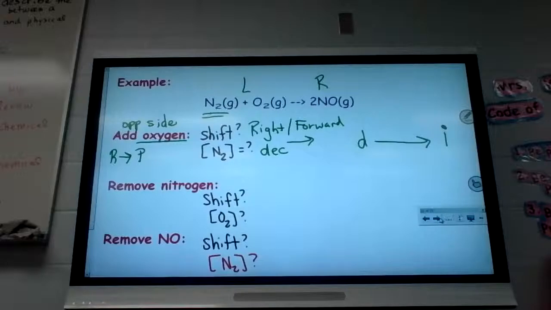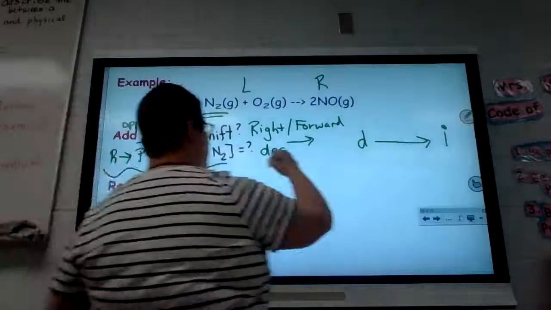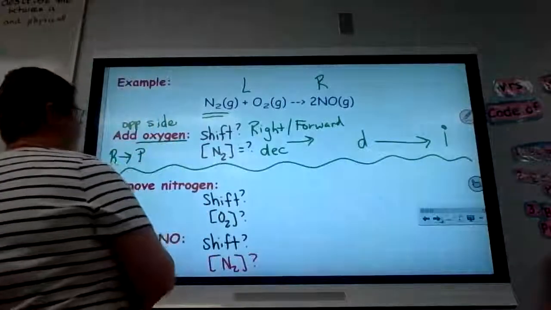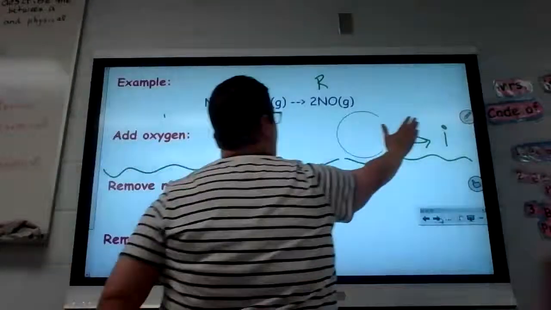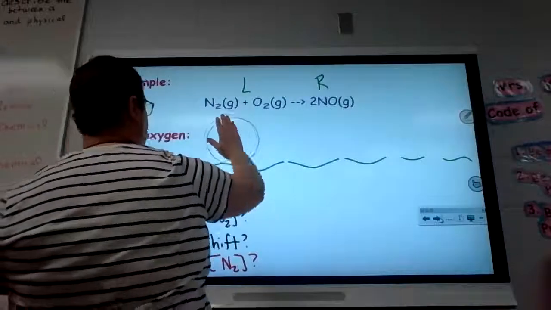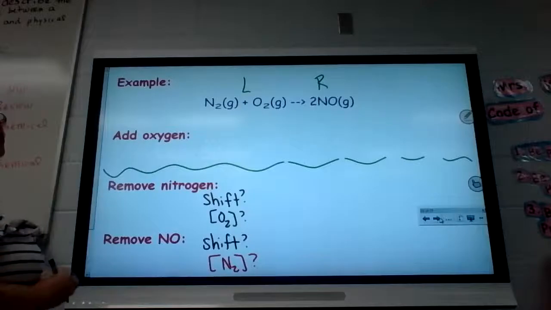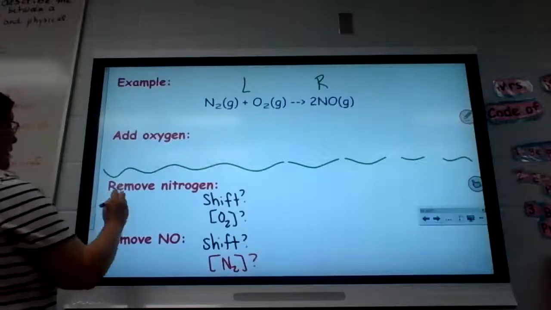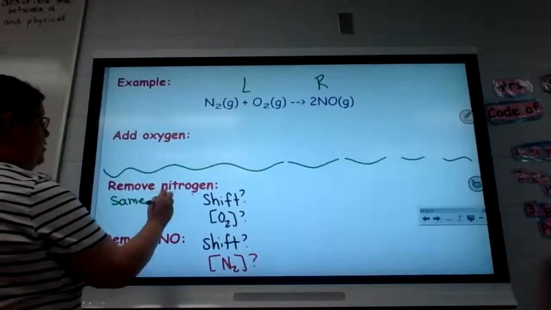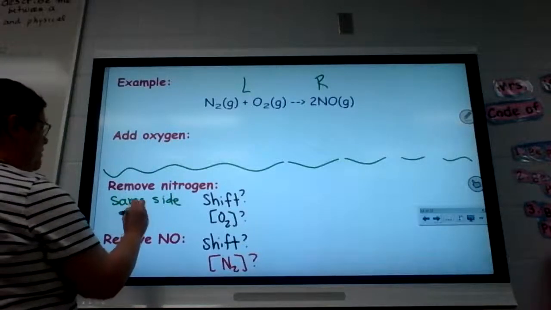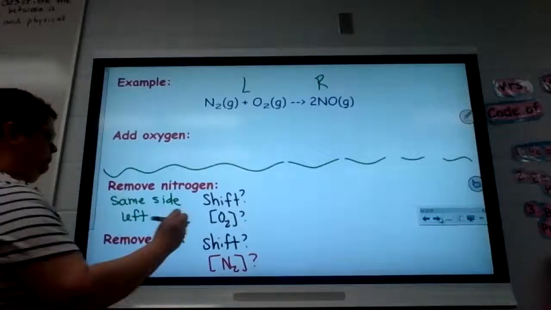Now, forget everything we just did. Next question. None of this applies. We're removing nitrogen, so the rule is same side. Now, we're going to remove nitrogen. What's the rule for removing? Same side. Okay, so nitrogen is where? It's on the left. So it's going to stay on the left.